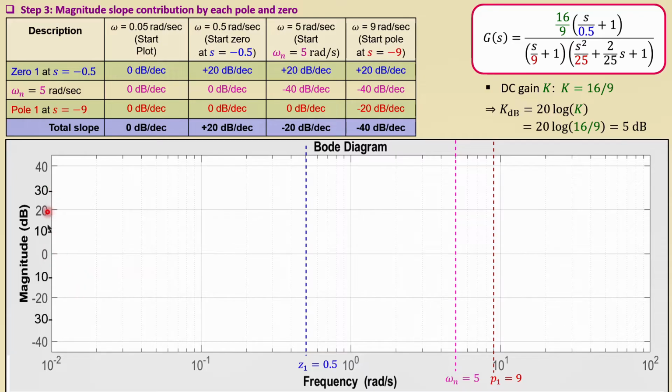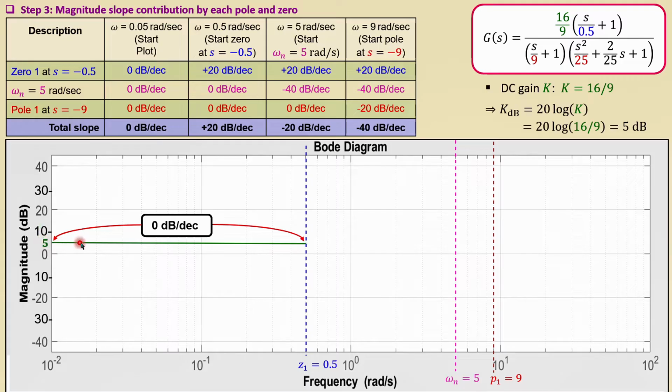If I make this a little bit accurate and also place here a 5, which is actually our 5, this has a slope of 0 dB per decade. So it starts at low frequency. I have now chosen 0.01, but you can of course go lower, and then up to the first break frequency, which is our 0.5. Your slope will be 0 dB per decade. This is an asymptotic approximation, of course.